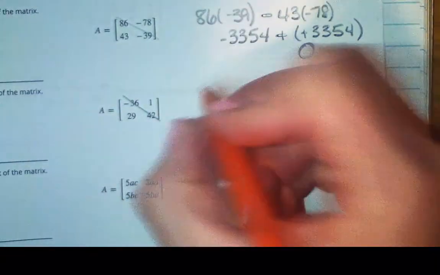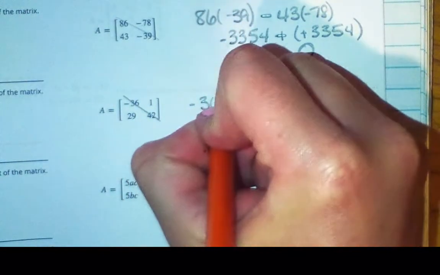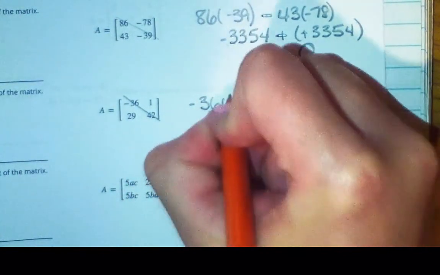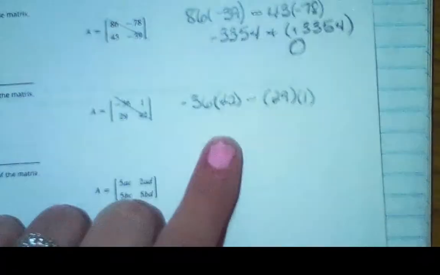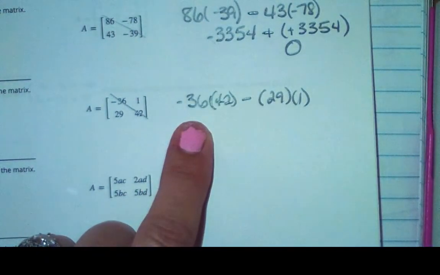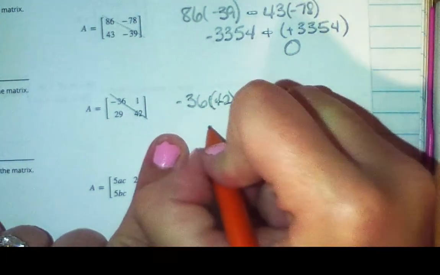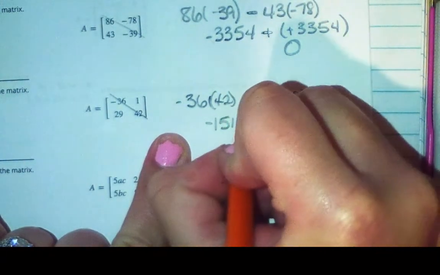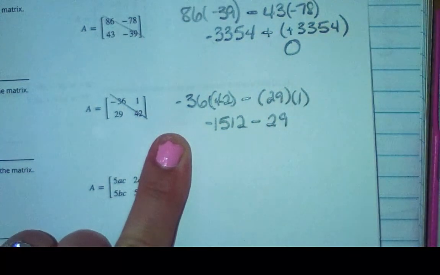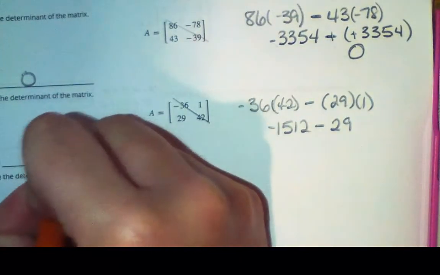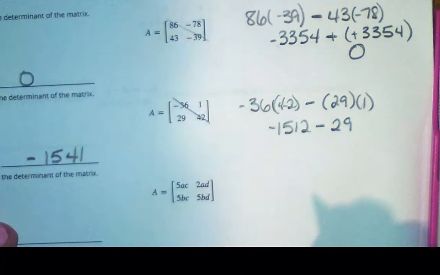I've got a negative 36 times a 42 minus 29 times 1. So a negative 36 times 42 is a negative 1512 minus 29. And that gives me negative 1541. So your determinant is a negative 1541.